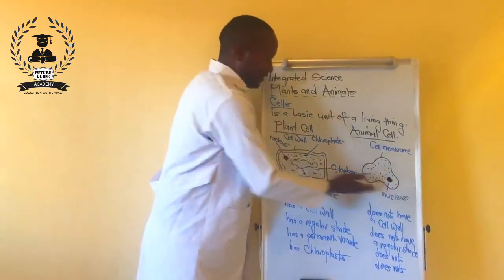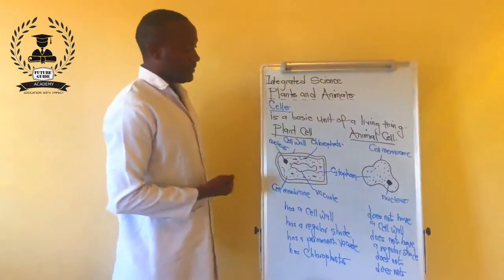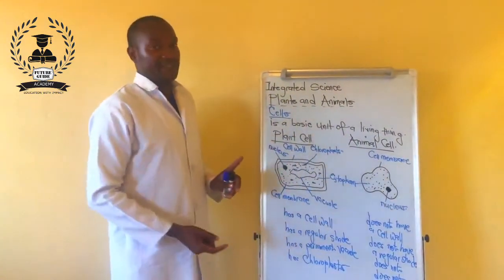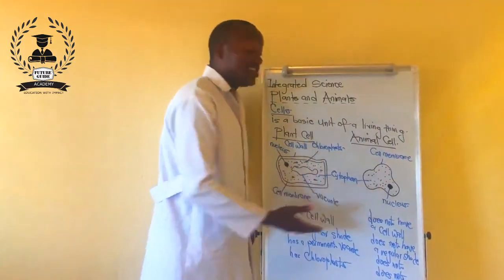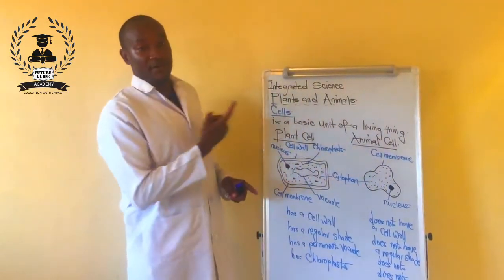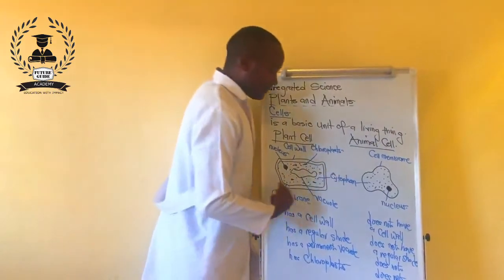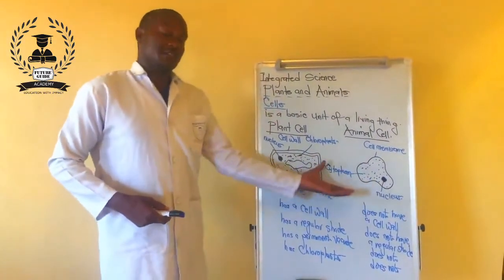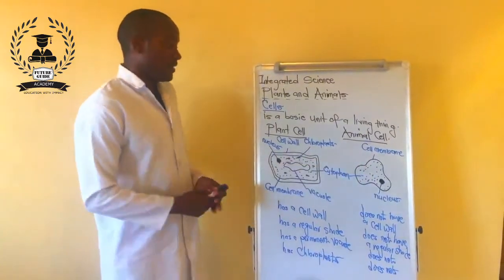The nucleus, the function is the same as in the plant cell. The nucleus there controls all the cell activities. It is the headmaster here. It's the one that controls everything that goes on in the cell. And then the cytoplasm, this is where most of the chemical activities occur. That's where all the chemical activities occur.